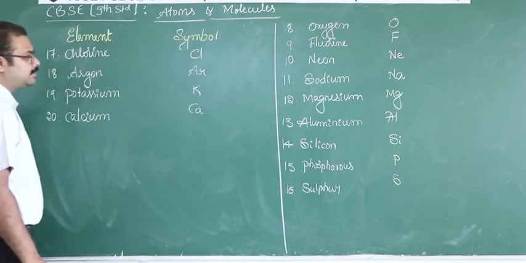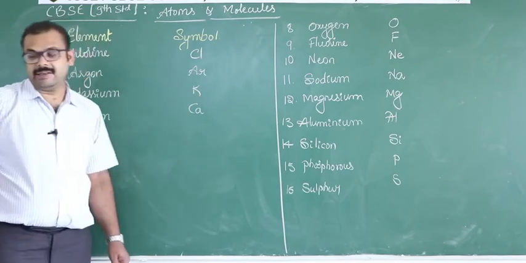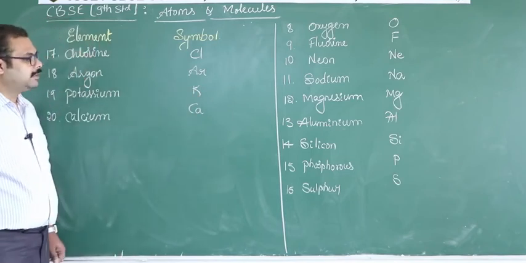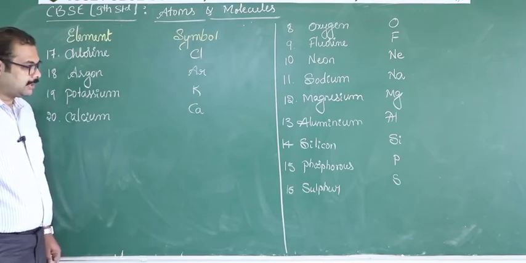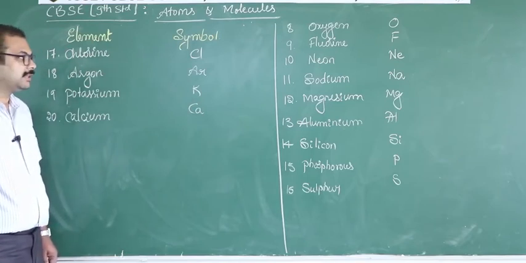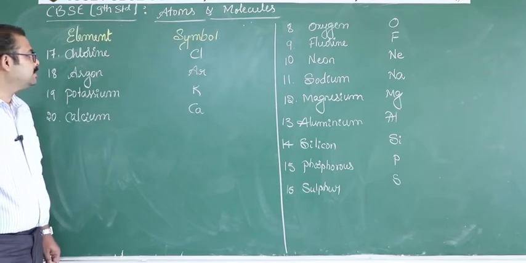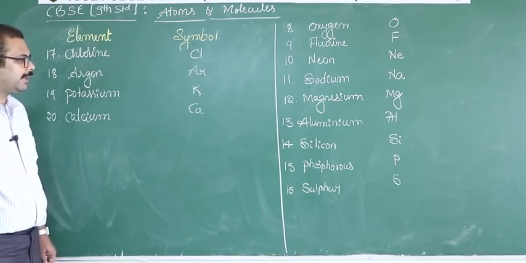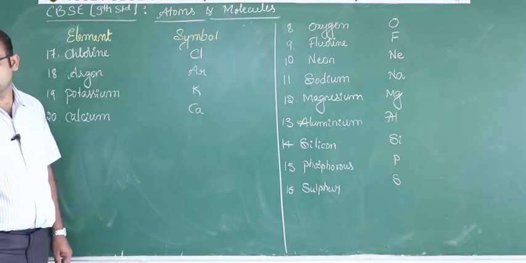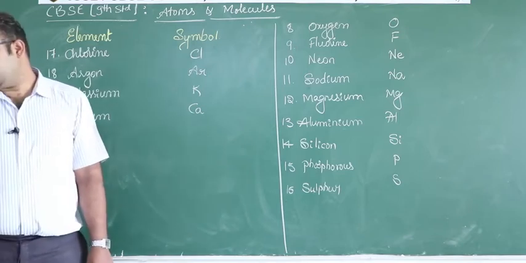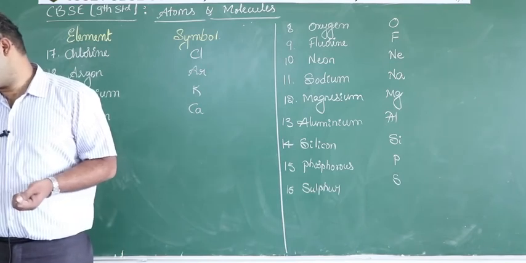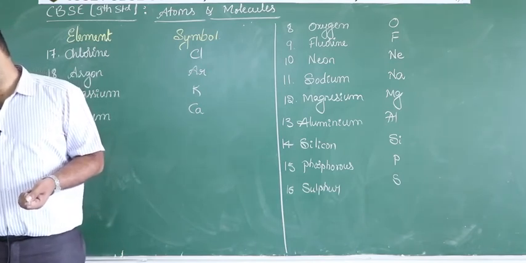Okay, so these are the 1 to 20 elements, and try to remember these elements in the correct sequence, that is 1 to 20. Remember their names with the respective symbols. Now let's see the symbols of some other elements which are very essential.